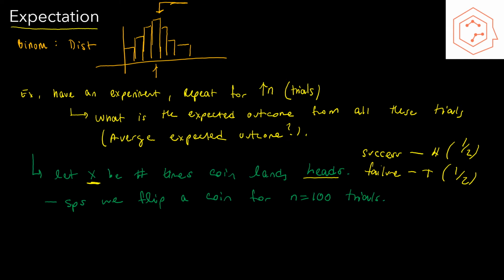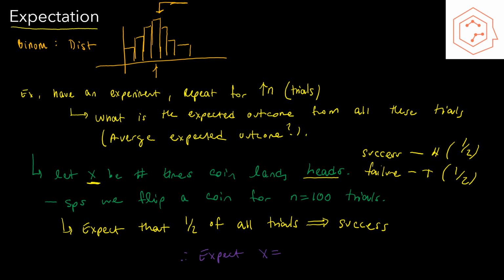So we would expect that 1/2 of all trials are successes. Therefore, we would expect x in this case to equal 50, or to receive 50 coins landing heads. So in summary, we have an experiment where we flip a fair coin. We repeat this experiment for n equals 100 trials, and just by intuition or by reasoning, we know that the expected value should be 50. And what we're going to try to do in this video is find a mathematical formula to find the expected value for any experiment.